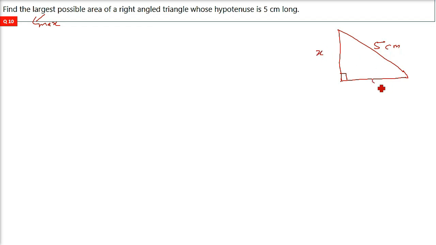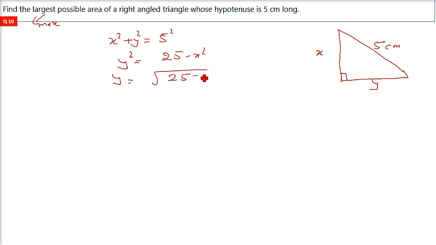Now you can take any value x or y, either way. You can take x as base, y as the height, or whichever way you want. But the thing is Pythagoras theorem says x square plus y square is equal to 5 square. So all this written material you have to write by yourself. x square plus y square equals 5 square is our first logic. y square you can take as 25 minus x square. So you have y equals the square root of 25 minus x square.